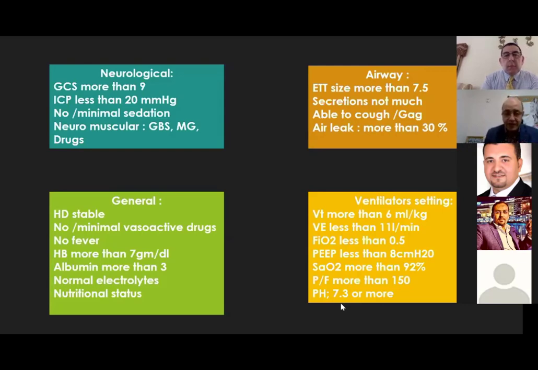Of course, there are general criteria. It's totally unwise to start to wean somebody who is requiring a high dose of vasopressors. They should be hemodynamically stable. This doesn't mean, again, that every patient on a small dose of vasopressors, like norepinephrine of less than 10 mcg, can be weaned instead.